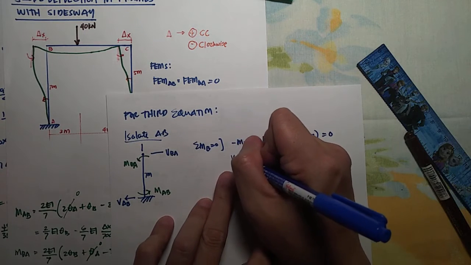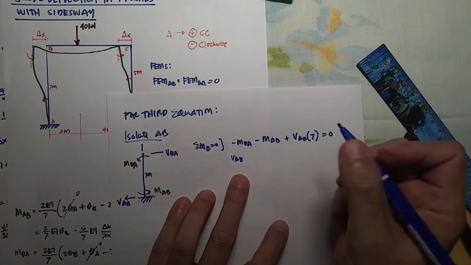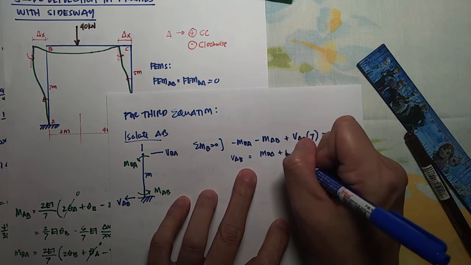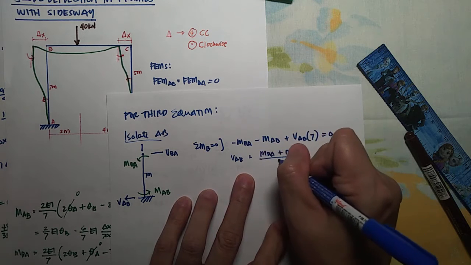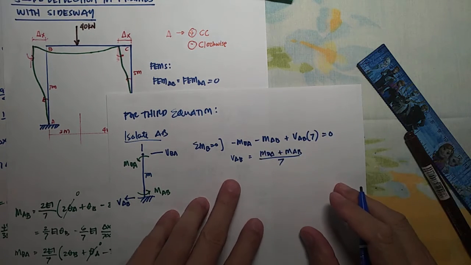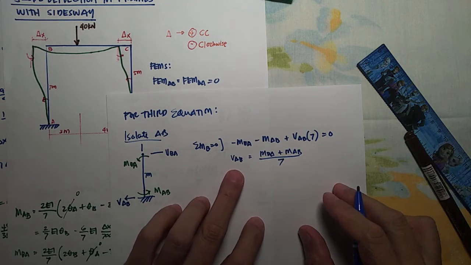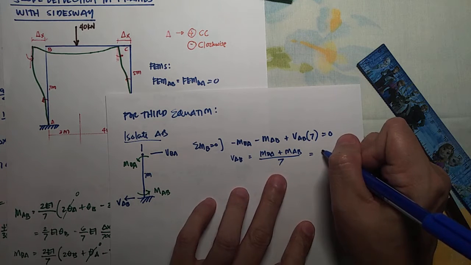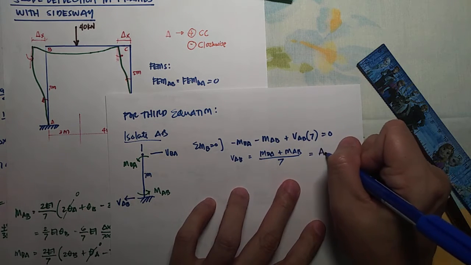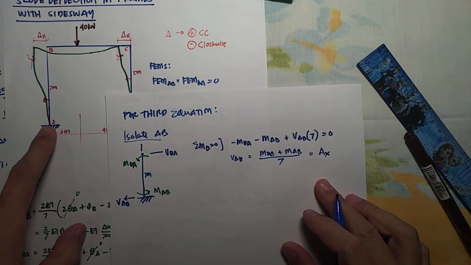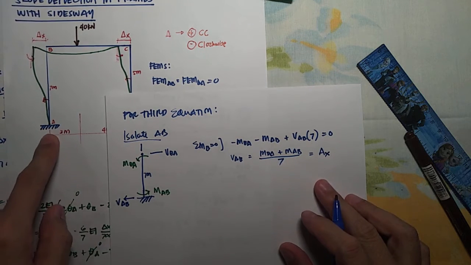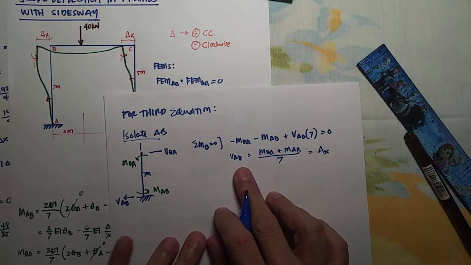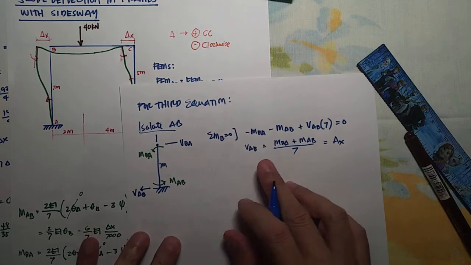So therefore, I could say that the shear on AB is just equal to MBA plus MAB over 7. Okay, so that's for shear on AB. And hindi ba't yung shear on AB na to is actually equal to the reaction at point A, X. That is the reaction horizontal at fixed support at A.